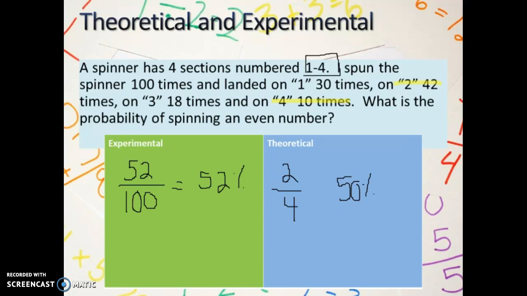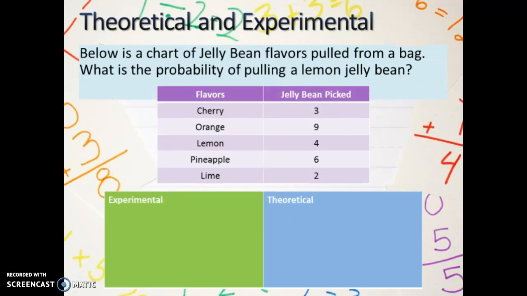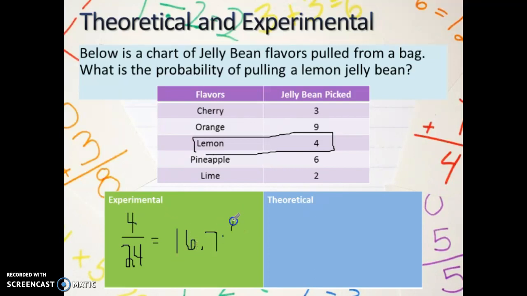Let's go ahead and try one more. Below is a chart of jelly bean flavors pulled from a bag. What is the probability of pulling a lemon jelly bean? So if we take a look at our chart here, we pulled a lemon 4 times out of a total of, if you add those up, you get 24. So our experimental probability is 16.7%.